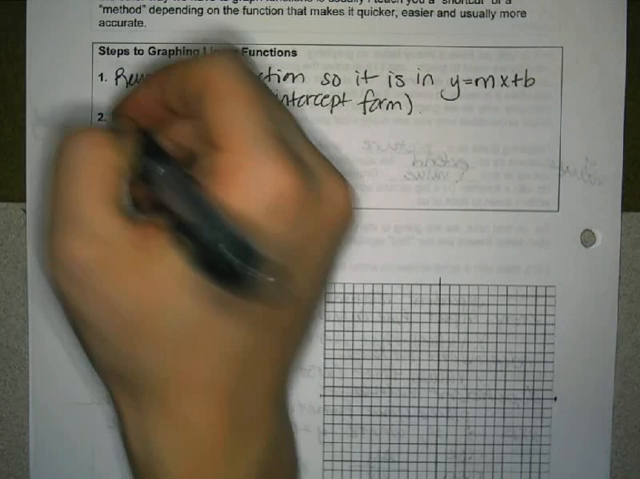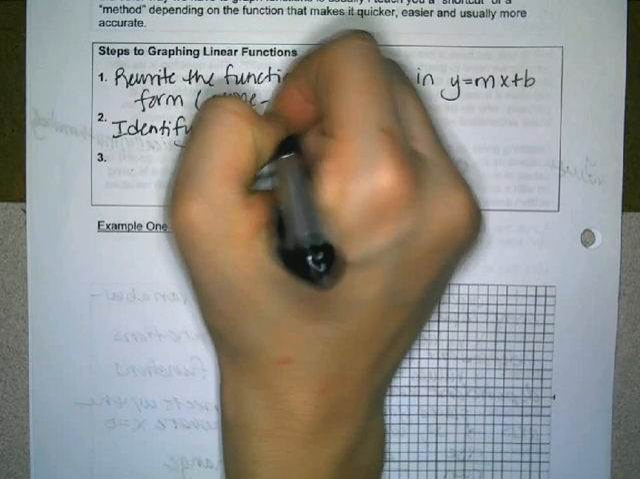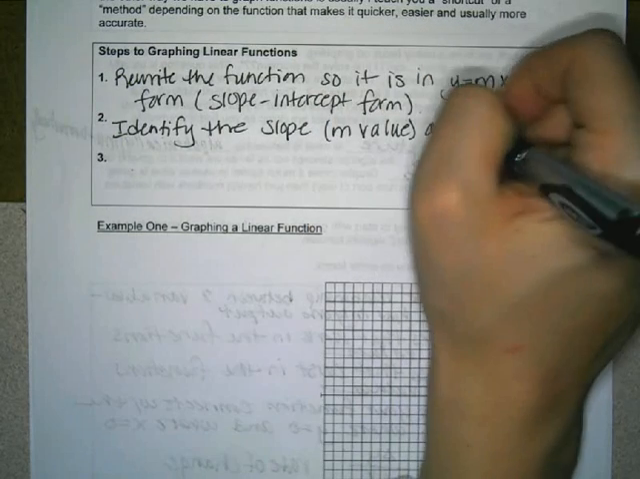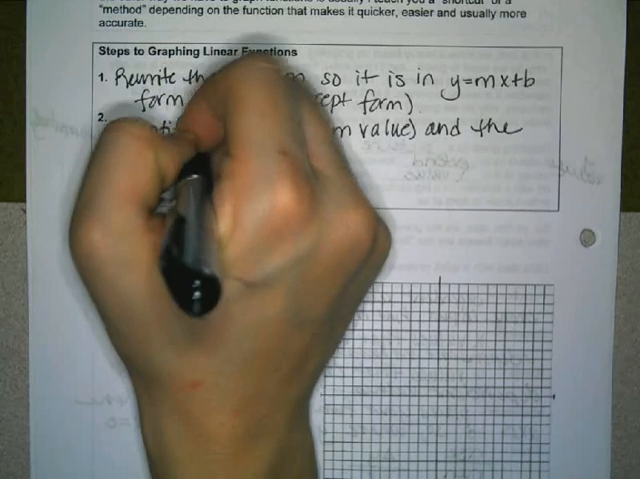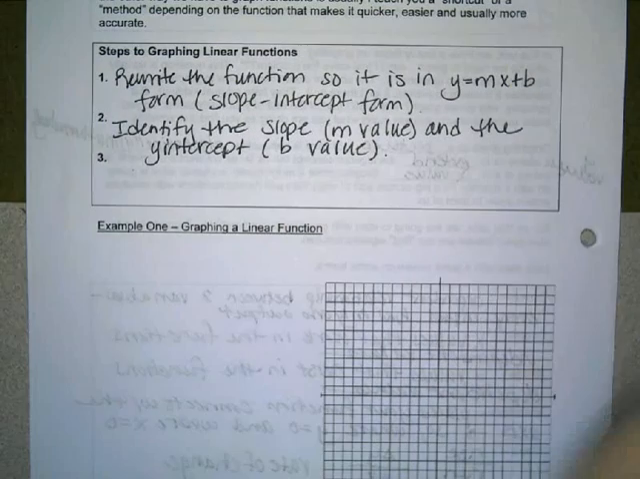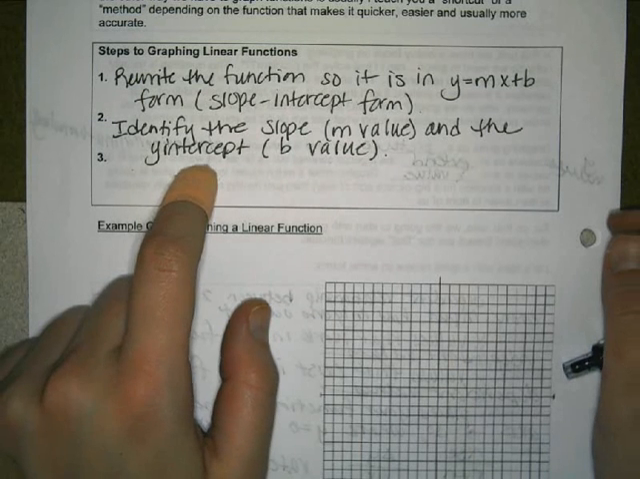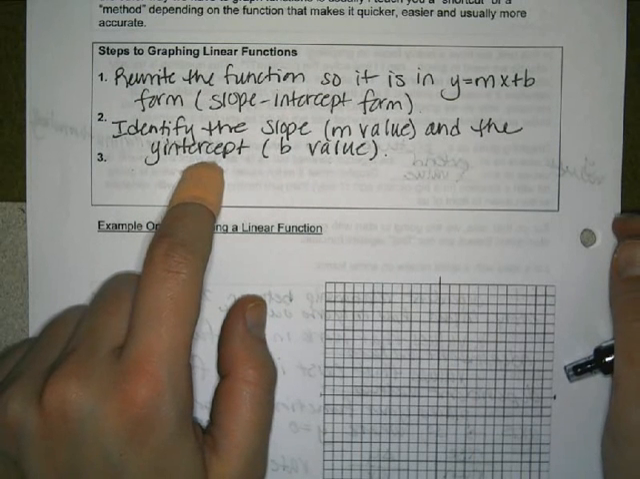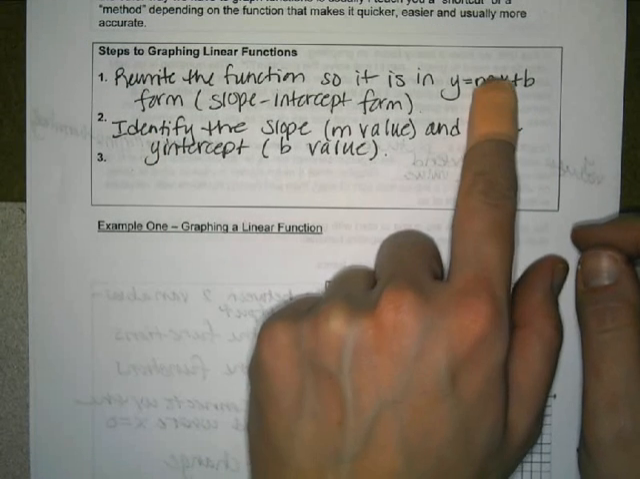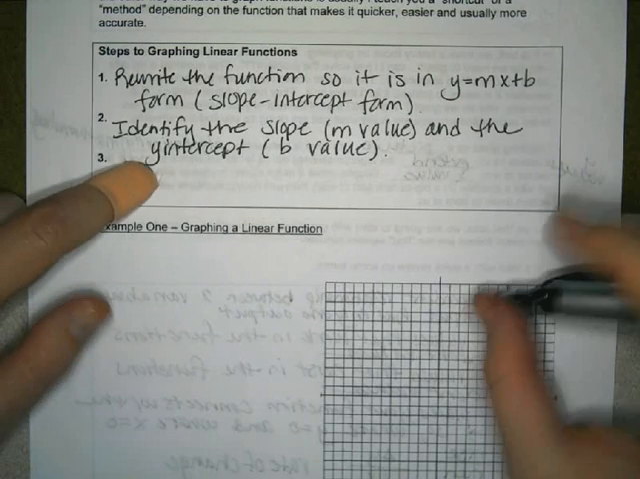Next thing that we are going to do is identify the slope, which is your m value, and the y-intercept, which is your b value. The reason we can plot the y-intercept is because, remember, intercept means where it's going to connect with the y-axis. That would be where x is 0. So if we plug 0 in for any x here, it's going to knock off that middle term, and you're just left with y equals b. So that's why the y-intercept can be the b value.